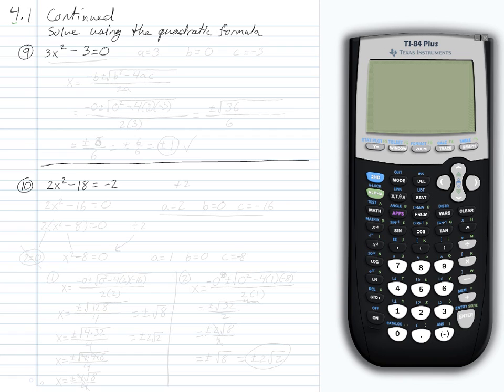Then I like to identify what are the coefficients. Well, I have a coefficient of 3 for the leading term. I don't have an x term, so the coefficient of the x term would be 0, and the constant is negative 3. So those are the 3 data that I'm going to need when I set up the quadratic formula, which is x equals opposite of b plus or minus square root b squared minus 4ac all over 2a.